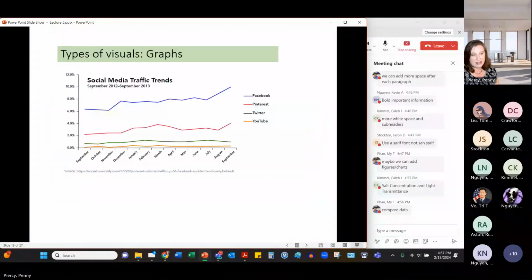All right. So a graph is another kind of visual. So when might it be useful to use a graph? And would that be different from a table in some way?